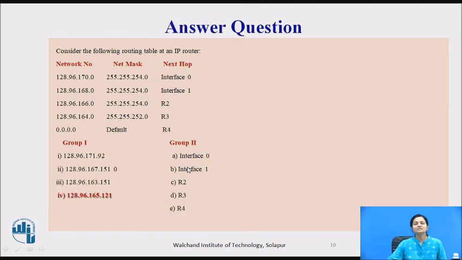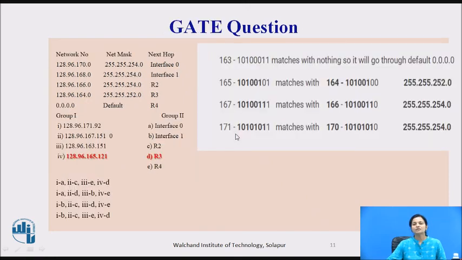Okay, so next, this is the last remaining one. You try matching it with one of these networks. Pause the video and find out where it will match. Okay, for this one, here it is 165. We have converted that into binary and after masking we find 164. Now 164 is here, that is R3.